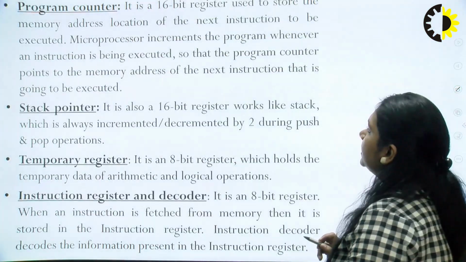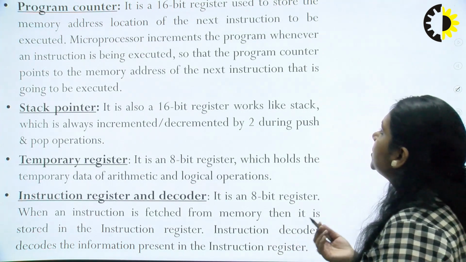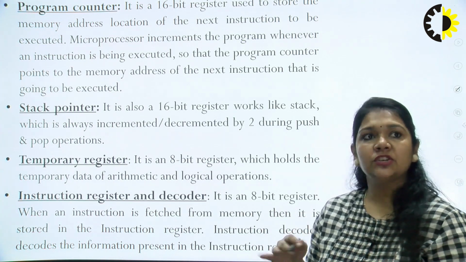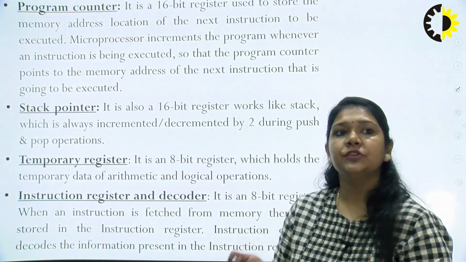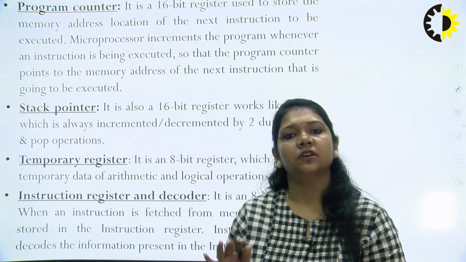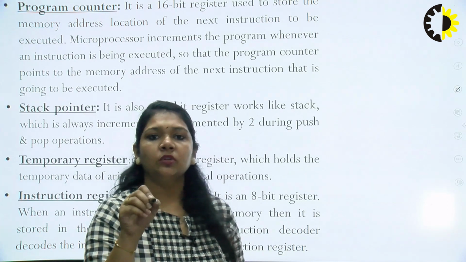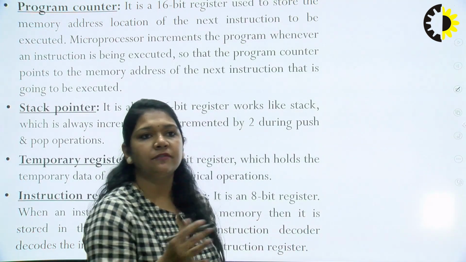So next is the program counter. It is a 16-bit register which is used to store the memory address location of the next instruction to be executed. The microprocessor increments the program counter whenever an instruction is executed. So the program counter will just point to the next instruction which the microprocessor has to execute.